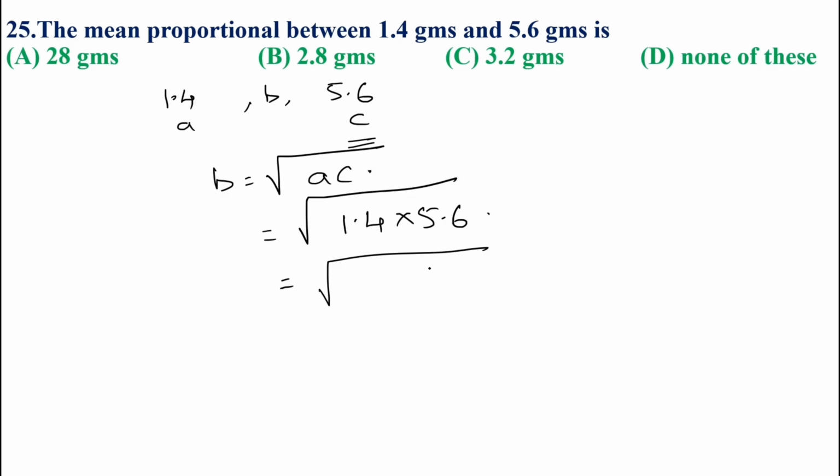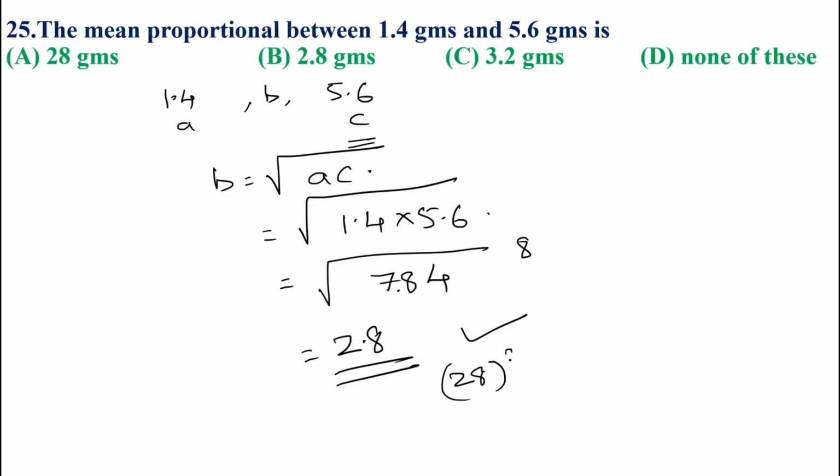14 6s are 84. So 14 5s are 70. 70 plus 8, 78. So with 2 decimal points it is 7.84. So the answer is 2.8. 28 square is equal to 784.